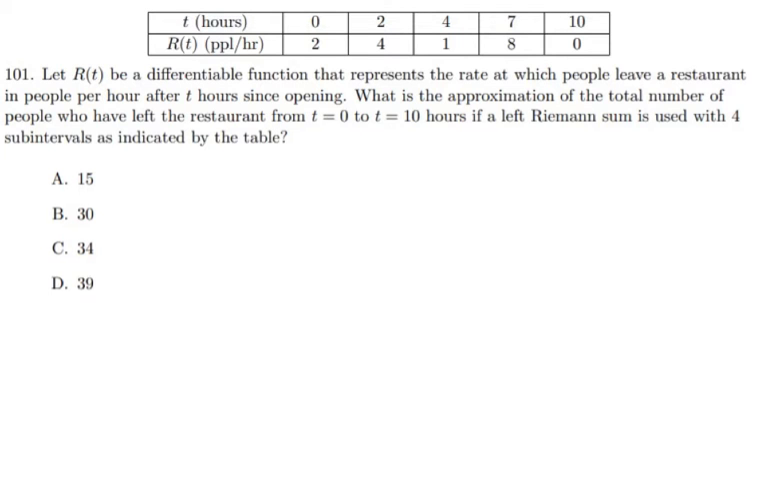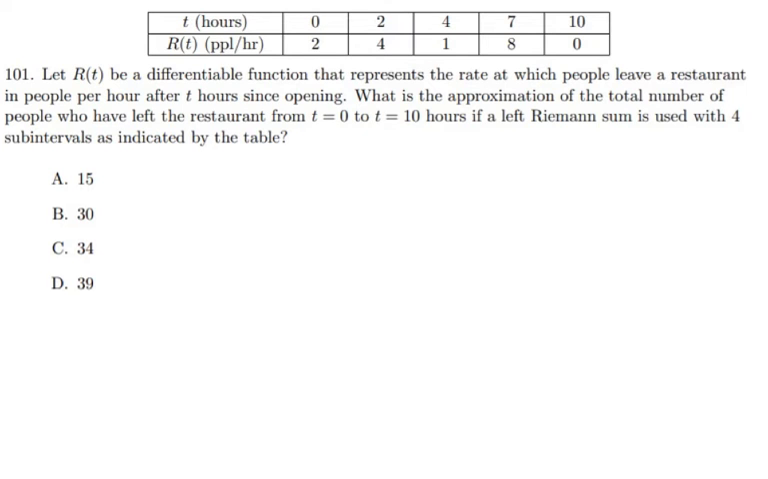In this question from AP Calculus Review, they give you a function r of t to be a differentiable function that represents the rate at which people leave a restaurant in people per hour after t hours since opening. What is the approximation of the total number of people who have left the restaurant from t equals 0 to t equals 10 hours if a left Riemann sum is used with 4 sub-intervals as indicated by the table?